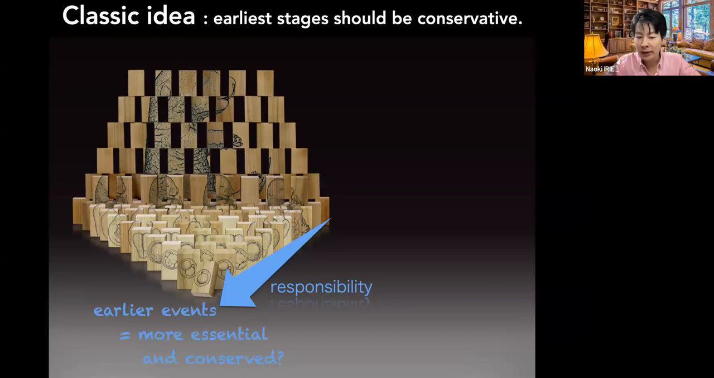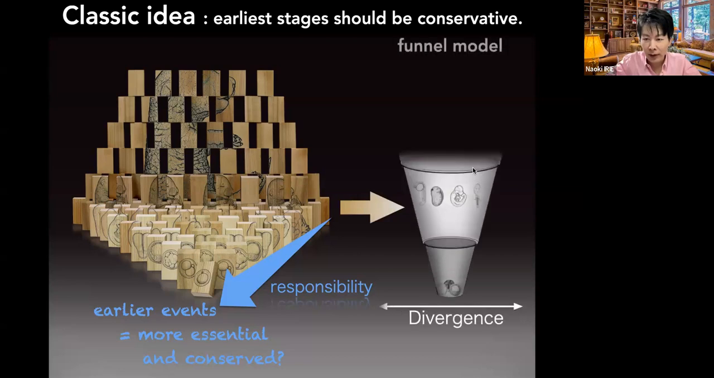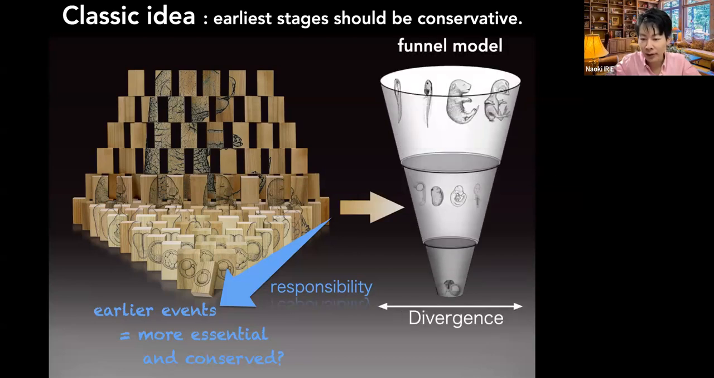So in early studies, or early arguments without any experimental evidence, pioneering scientists argued that the earliest stages should be conserved the most because they are responsible for the following developmental processes. So the outcome should be that the earliest stages are conserved the most.